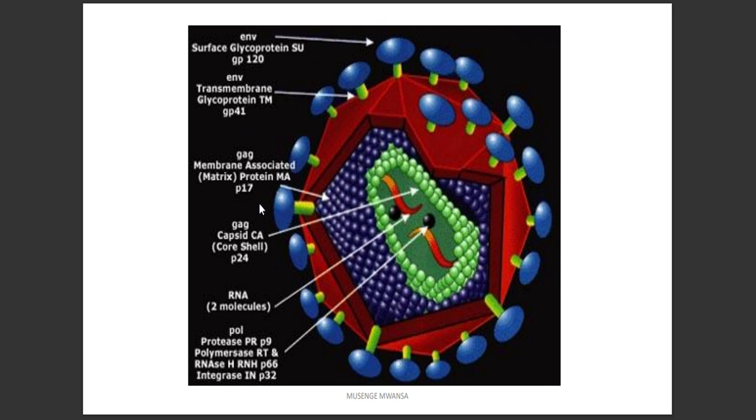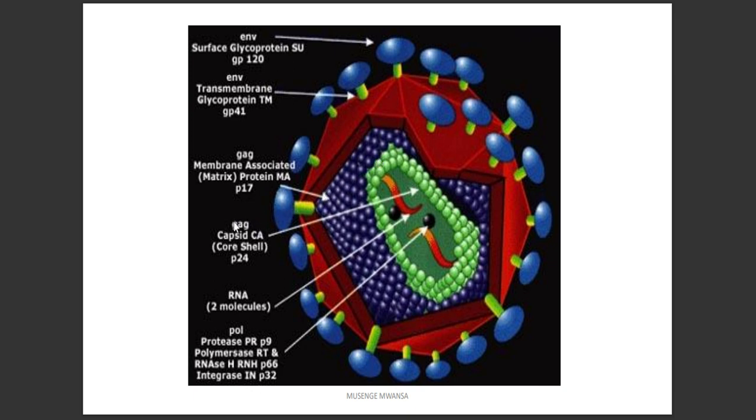All right. So again, this is the same one. We can see the envelope surface that has got GP120, that is the outside, and then we have got the transmembrane glycoprotein, which is GP41, and then we have got GAG, membrane associated matrix protein, which is P17. So just inside here, we have got what we call the membrane associated matrix protein. We already said we have got a matrix, which is a protein which just comes just below the envelope. And we already mentioned that was P17.